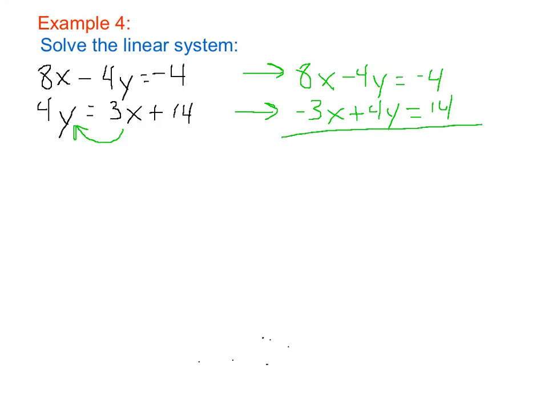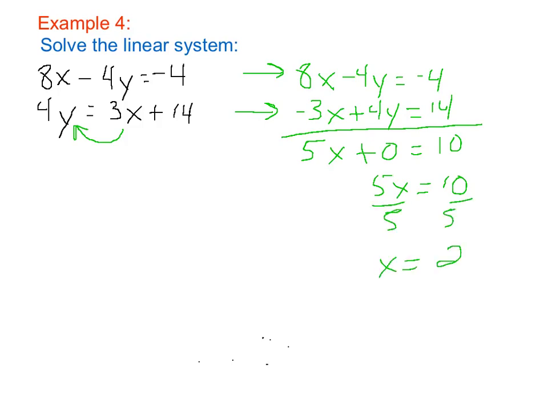So let's do that. 8x minus 3x is 5x. Negative 4y and positive 4y give us 0. And then negative 4 and 14 give us 10. So we have 5x equals 10, divide both sides by 5. So x is going to equal 2.